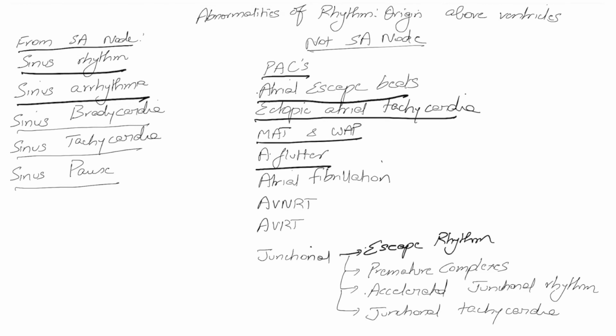Now, you could also have 3:1 block, 4:1 block, or a variable block, and this would change the frequency of the QRS complexes. In atrial fibrillation, you would see an irregular frequency for the QRS complexes, and there would be no discernible P waves. In AVNRT, you would see inverted P waves just before or just after the QRS complexes, or sometimes they may be hidden within the QRS complexes.